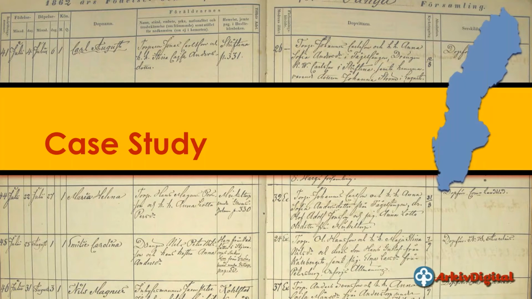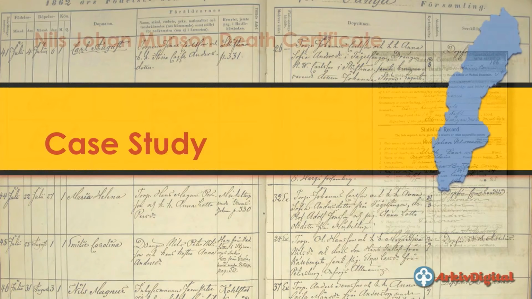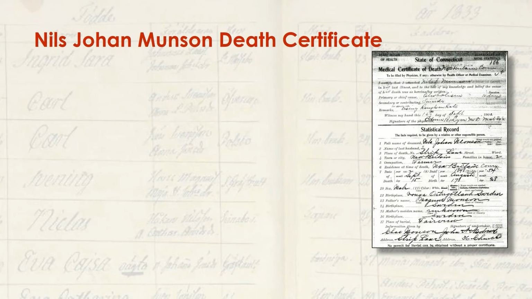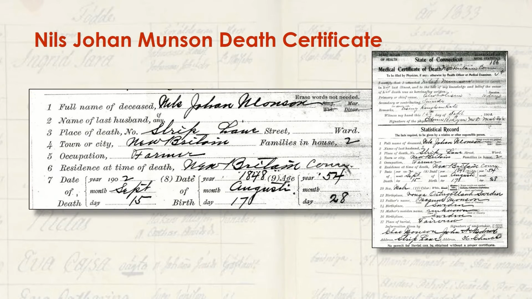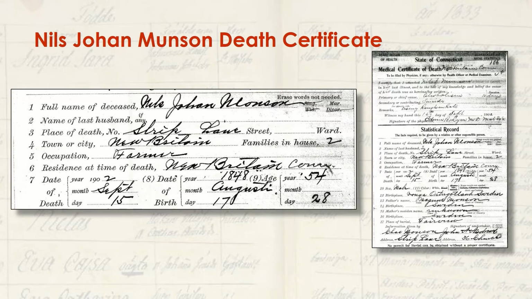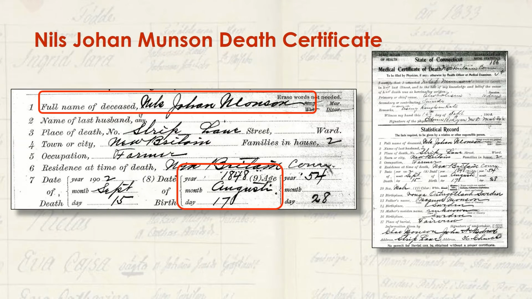So now I'm going to go into a quick case study and show you how easy it is to find some of these records. So I have Nils Johan Munson, who's my 2 times great-grandfather. I have his death certificate from New Britain, Connecticut, in 1902. The information that I have here gives his full name, Nils Johan Munson, and it also lists his birthday as the 17th of August, 1848.